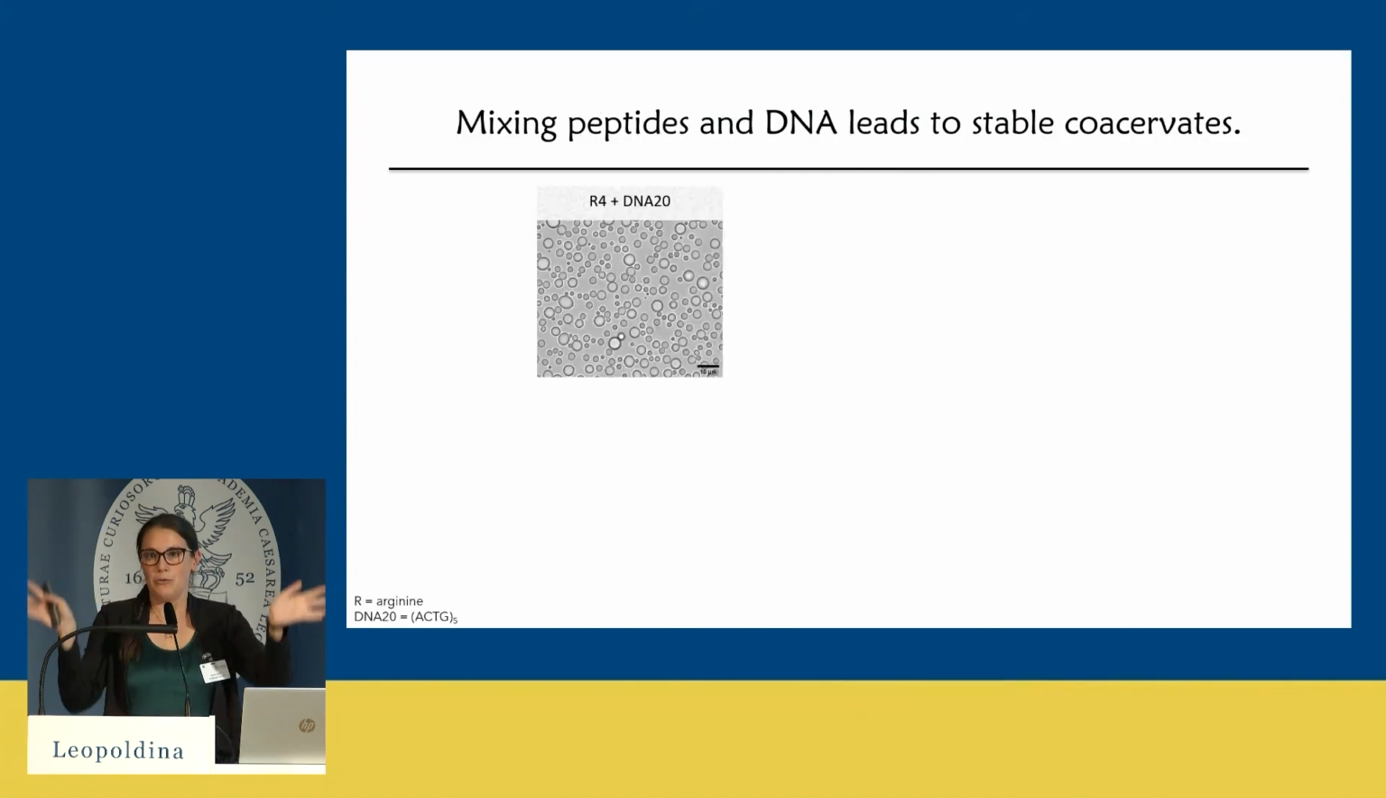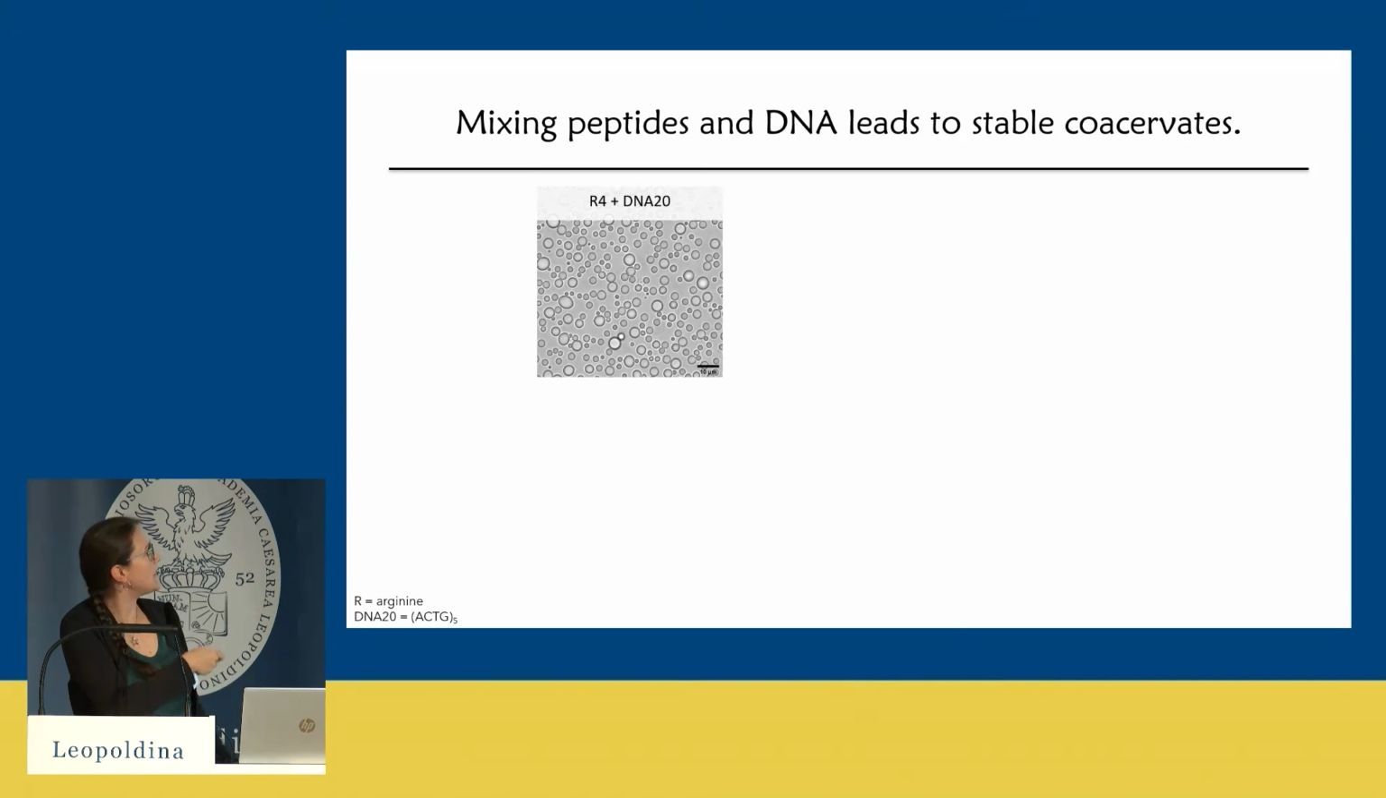So just to give you an idea of what we do in the lab, we take DNA, relatively short. Here we have a DNA oligo that is made of 20 nucleotides, random sequence. And here we use R4, a tetrapeptide with 4 amino acids, 4 arginines. We're going to talk about random sequences in a few slides. But basically, that's what happens.